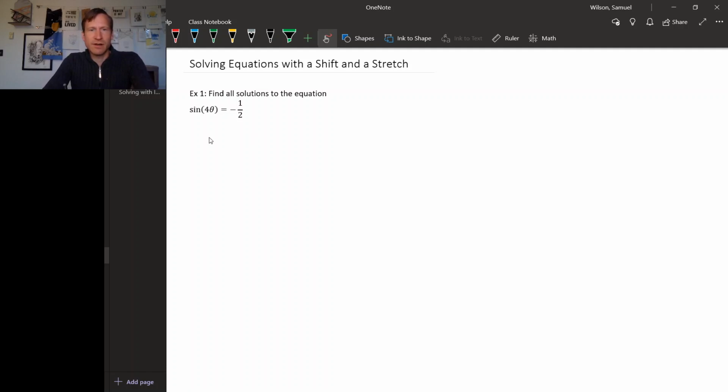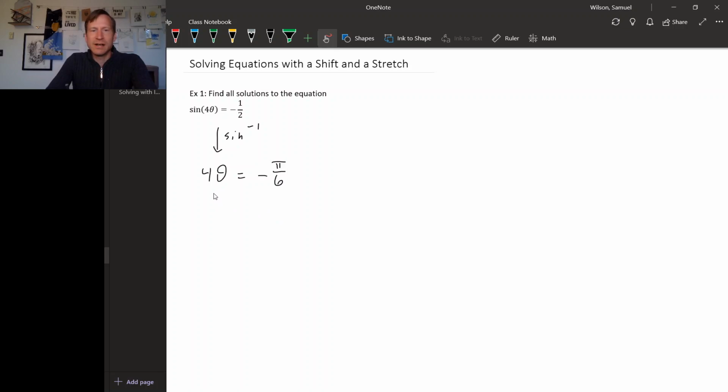So this is the first one. Sine of 4 theta equals minus 1/2. As usual, we can start just by using an inverse trig function to find an angle that works. So by taking inverse sine on both sides, we get 4 theta equals, and then inverse sine of minus 1/2 is going to be minus pi over 6.